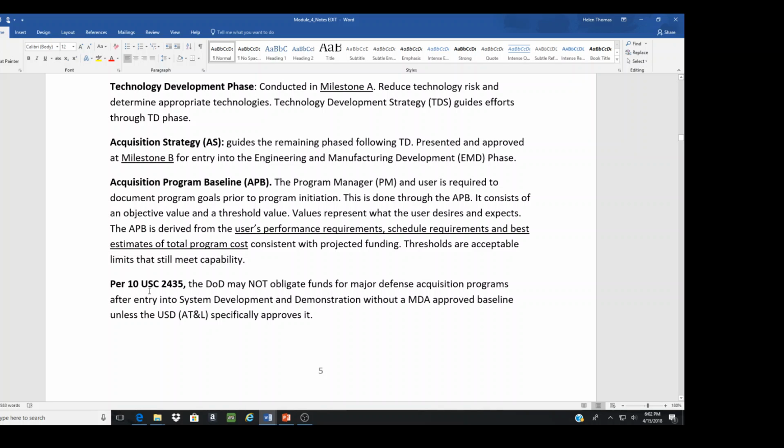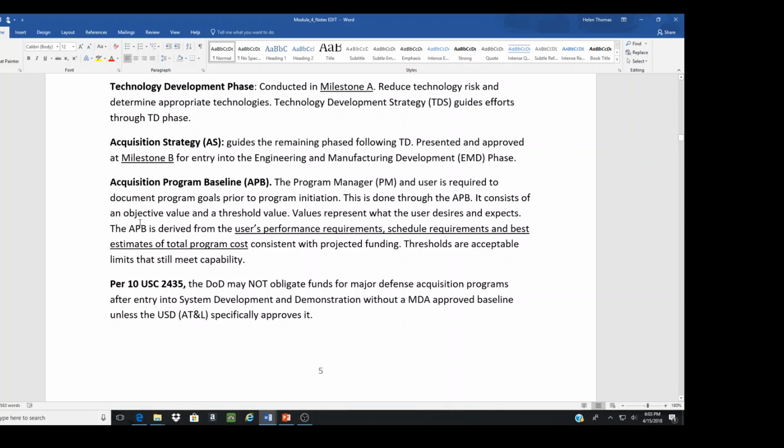And per 10 U.S. Code, so this is the law, in Title 10 U.S. Code 2435, the DoD may not obligate funds for major defense acquisition programs after entry into system development and demonstration without that senior acquisition individual approving the baseline. Without an MDA, Milestone Decision Authority, approved baseline, unless the USD AT&L specifically approves it. Again, it's saying that we cannot continue.